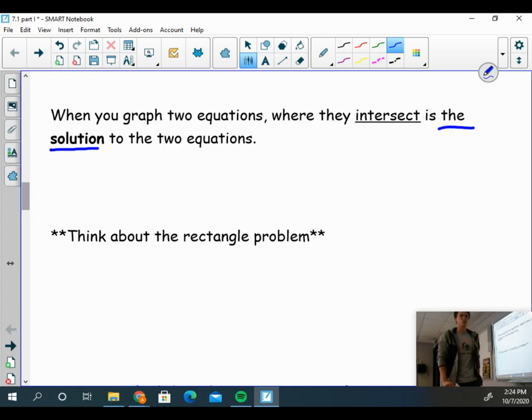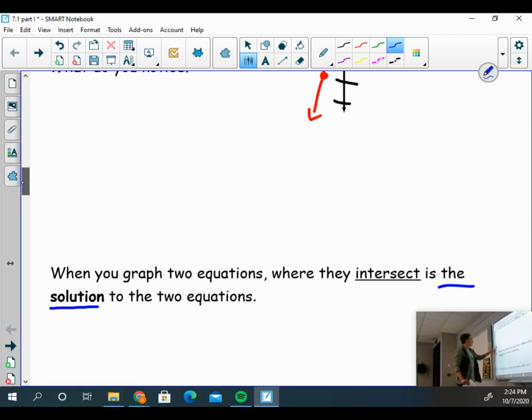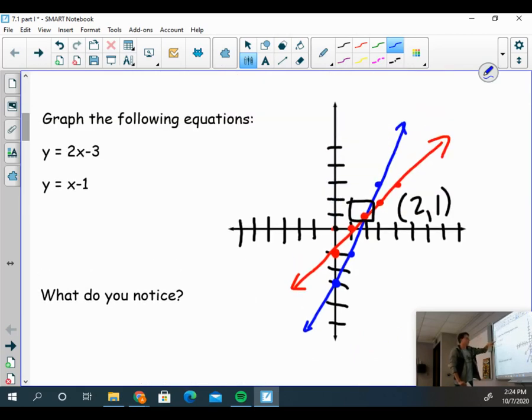Well, what do we mean by solution? We haven't really talked about that since chapter 2. If you remember, the solution was the numbers I can plug in that make the equations true. If the intersection is the solution, what that means is I can plug 2 in for x and get an output of 1.